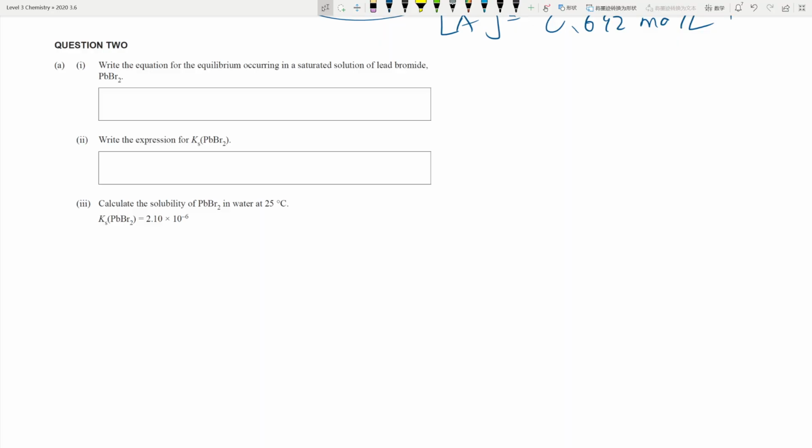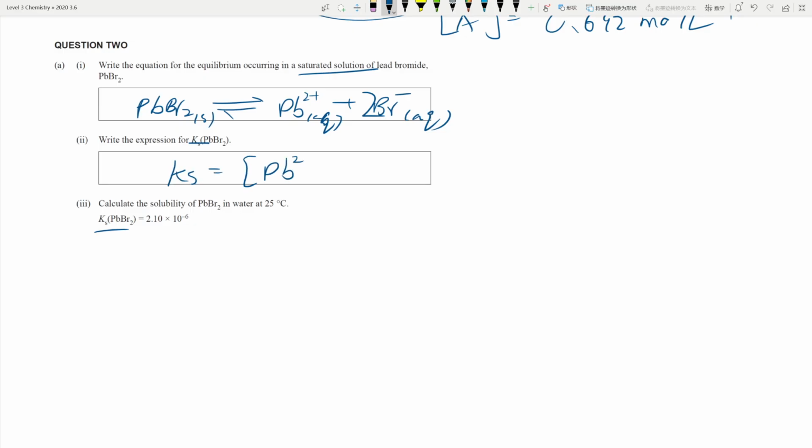All right, question number 2. Write the equation for the equilibrium occurring in a saturated solution. When you see Ks and saturated, that means you are looking at solubility. So PbBr2 will dissolve in water to produce Pb2 plus ions and Br minus ions, and you need 2 of these. The ions are aqueous, and PbBr2 is solid. Write the expression Ks equals Pb2 plus times Br minus squared. You don't include the solid in here.